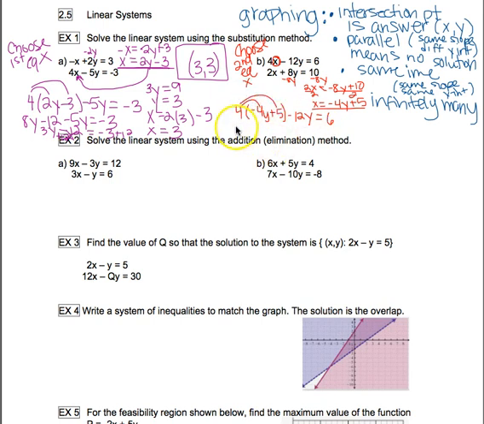Then, just like in the first one, distribute. I've got like terms to combine here. So negative 28y plus 20 equals 6. Subtract 20 on both sides. So 6 minus 20, negative 14. And then divide by the negative 28.